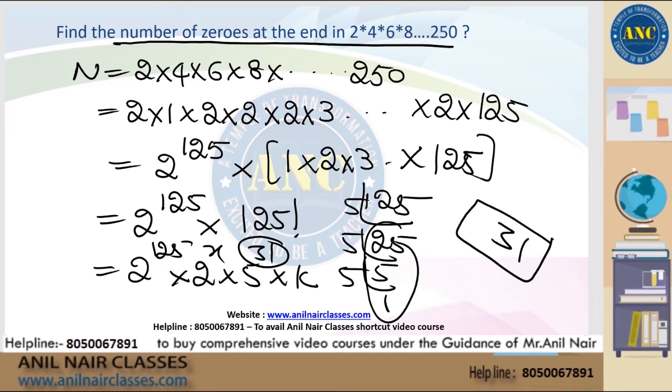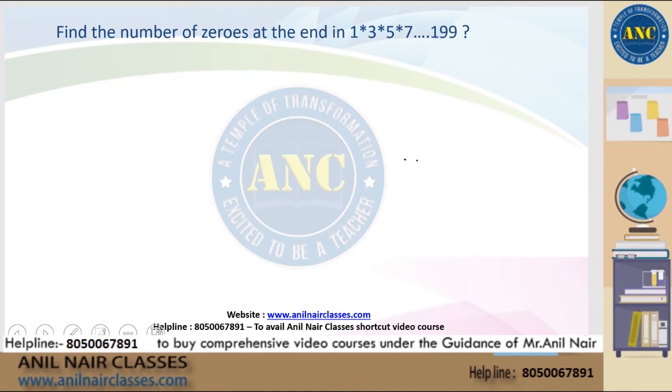Idea clear, right? If only factorial is there, the number of zeros at the end is nothing but the highest power of 5. Number of zeros at the end is nothing but the highest power of 5. Idea clear?